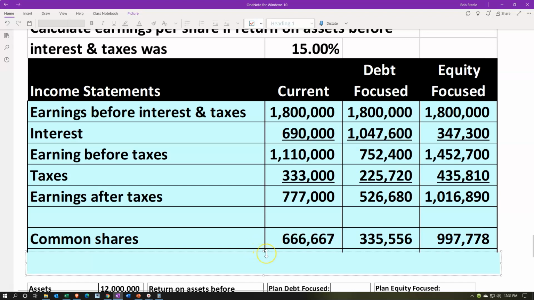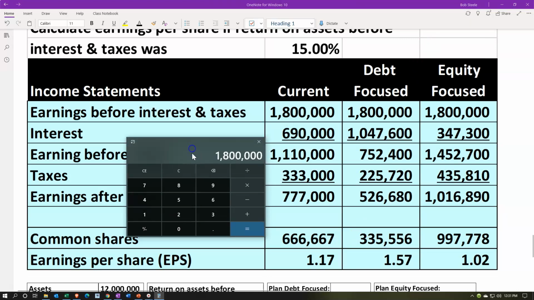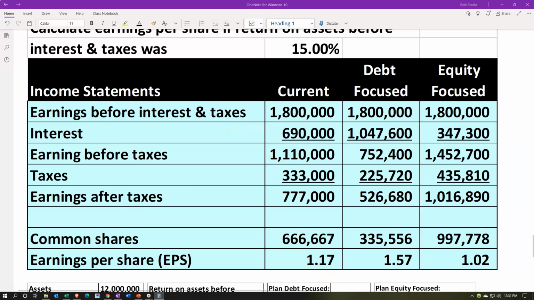So if we take the number of shares, same calculation on the number of shares that we saw in the past. We got the same breakout because they are the same plans. But then if we do our division problem, we're going to say, well, now if we divide this out, it's 777,770,000 divided by the 666,667. That's how our calculation's going. We get about 1.17. If we do that across here, now we're seeing that the debt plan, although it has a lower earnings after taxes, because there's fewer shares outstanding, we're actually having a higher earnings per share than we had on the equity focus.